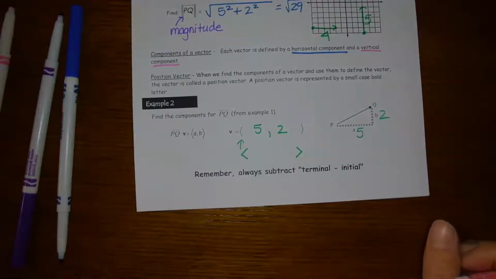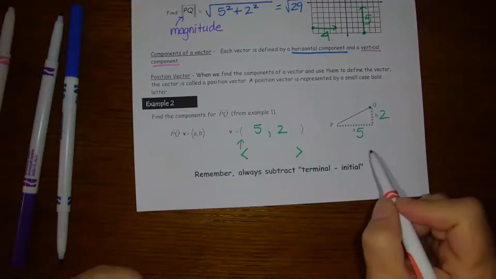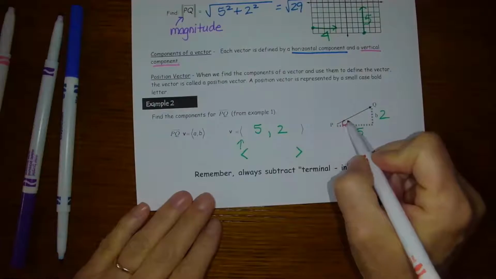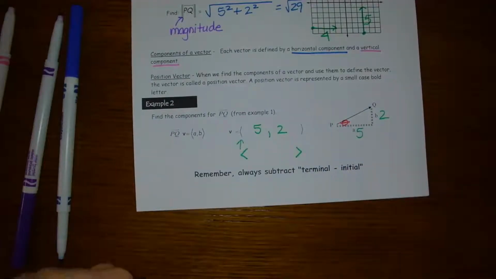I'm going to ask you guys one more question. I wrote it on the next page, but with a vector, we want to know how big it is. We also want to know which way it's going. So I need to know this angle. What tool do you already have to find that angle? How would you do that?